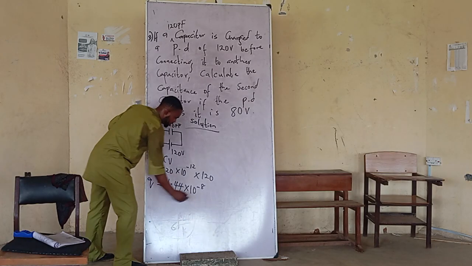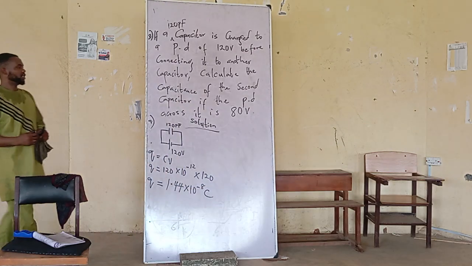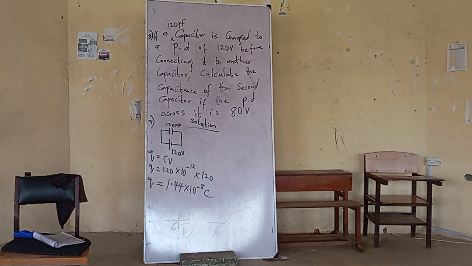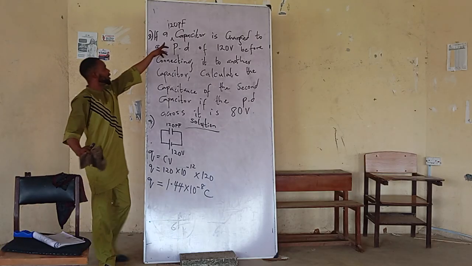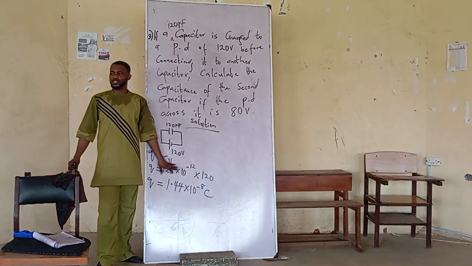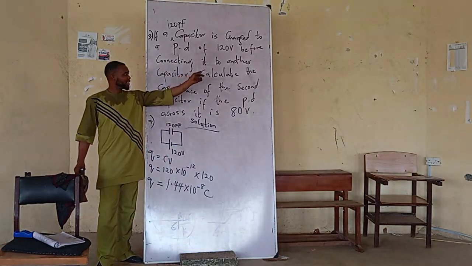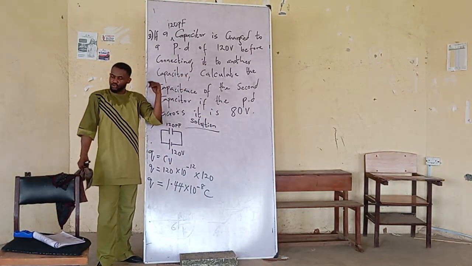Like this. So we convert it, and that's our charge in coulombs. Notice something: a capacitor is charged to a potential difference of 120 V. We've written that one, we've shown that one. Before connecting it to another capacitor, we need to show that part.